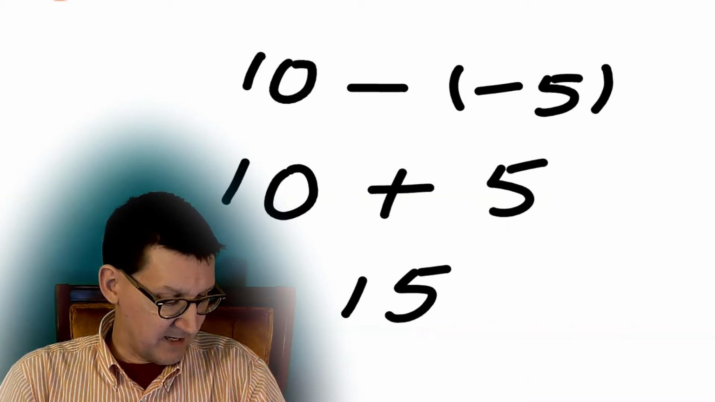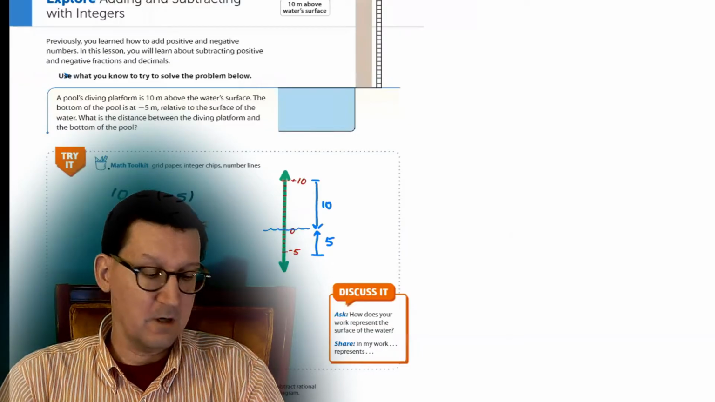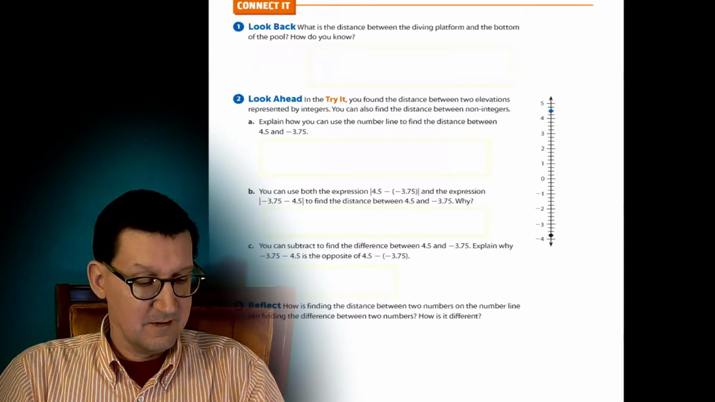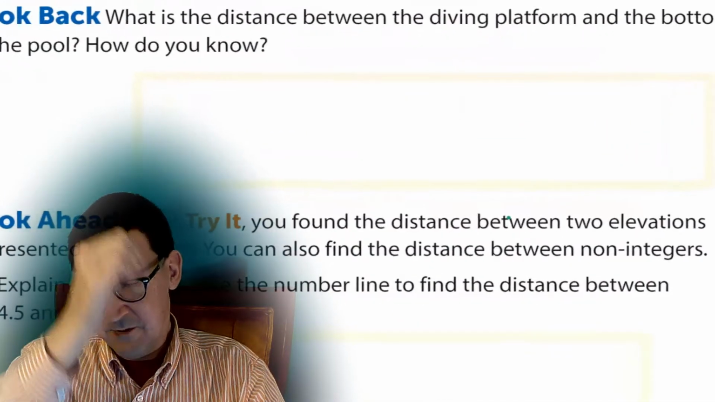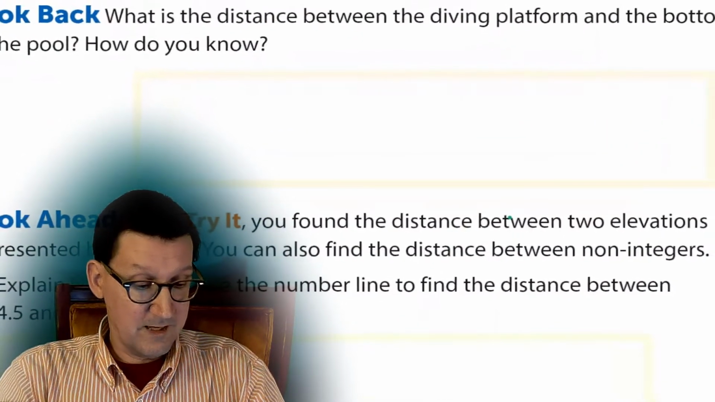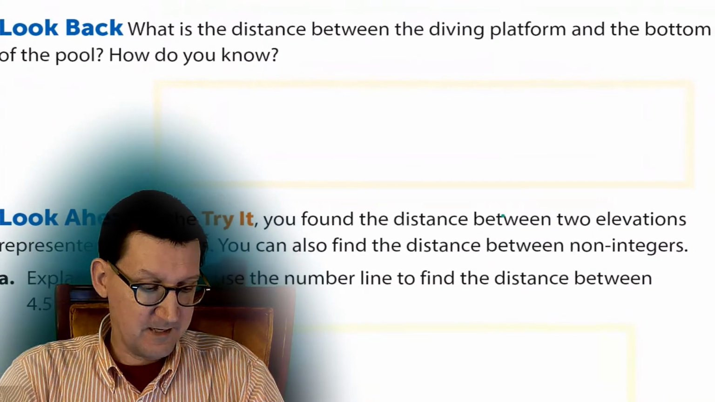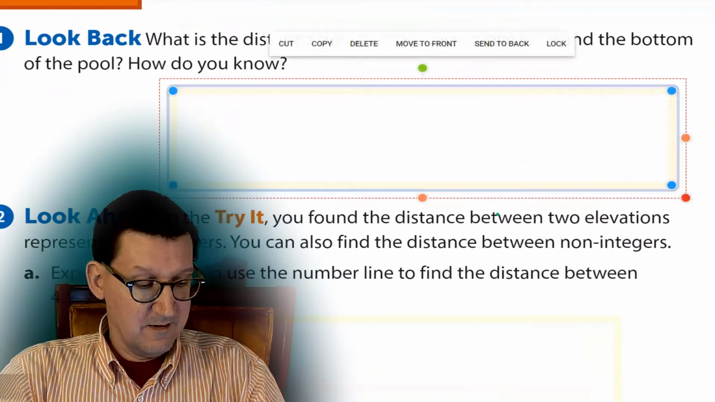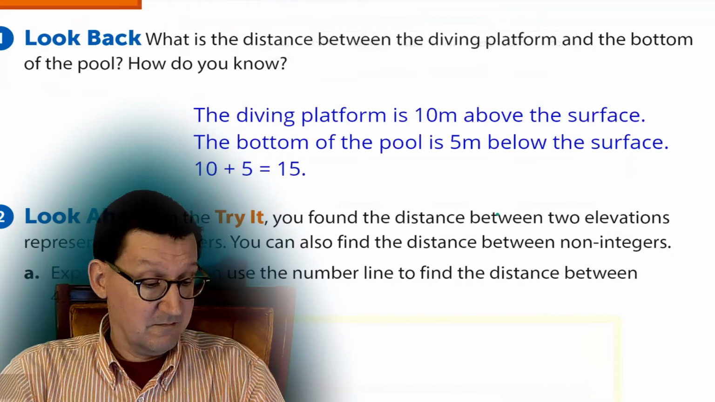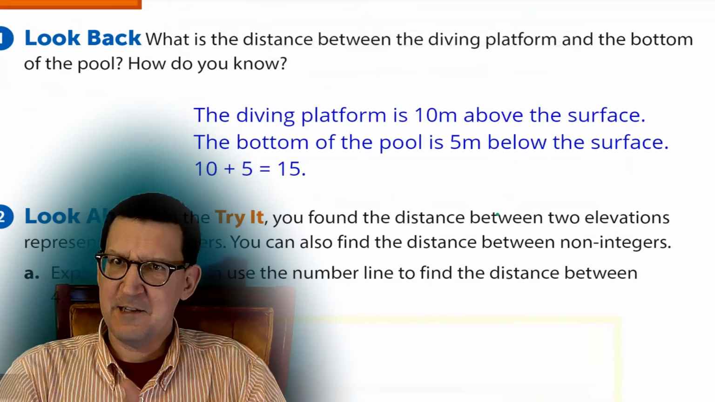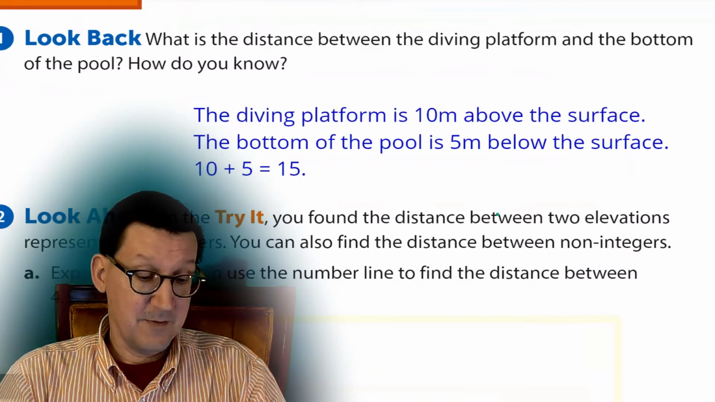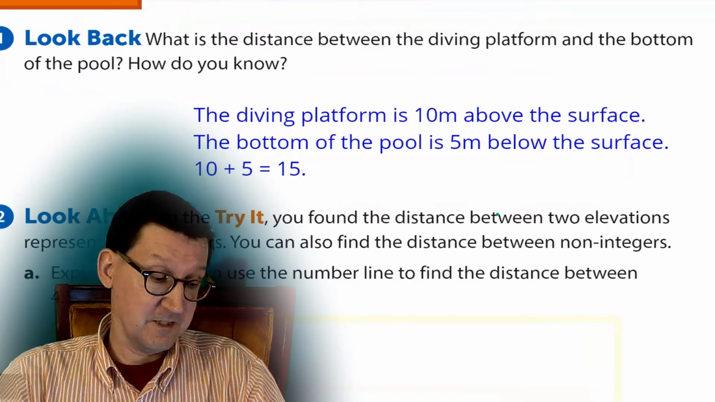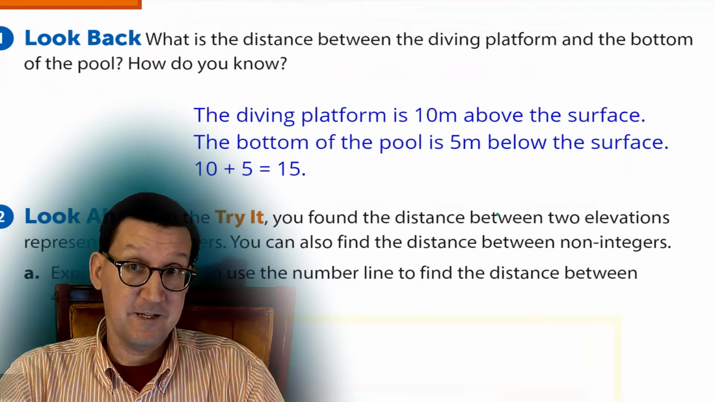Let's take a look at our next page, page 184. So we're looking back. What's the distance between the diving platform and the bottom of the pool? Well, we know that question, don't we? We just found that out. Distance is 15. Because, how do you know? We can write it like this. The diving platform is 10 meters above the surface, and the bottom of the pool is 5 meters below the surface, and 10 plus 5 is 15. Just dealing with adding distances, right?